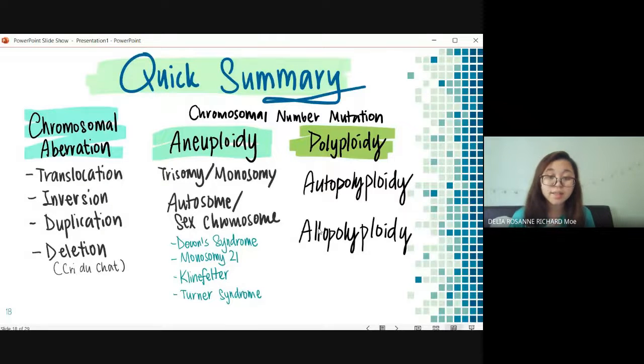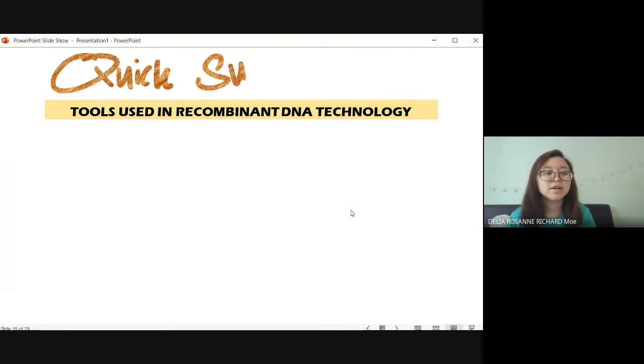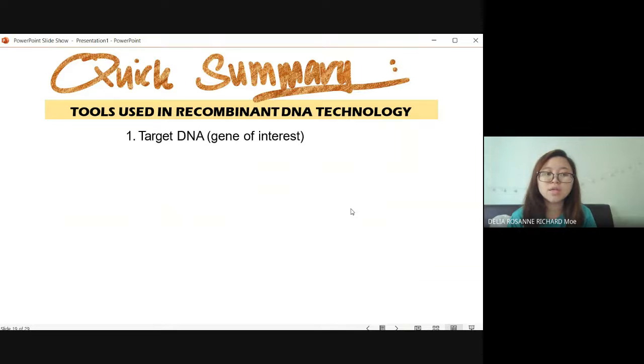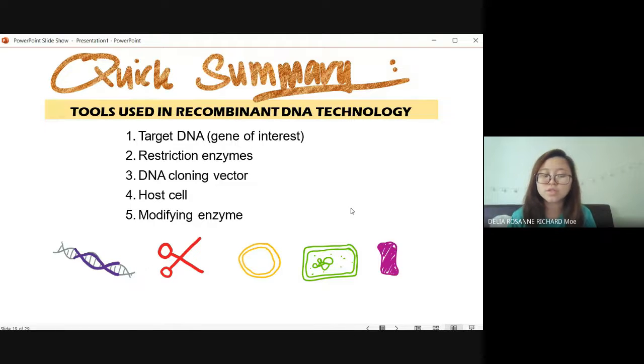Okay. Saya sudah bernafas. So sekarang saya akan teruskan dengan chapter 8. We're continuing with chapter 8, recombinant DNA technology. So this is when you learn to edit life. In 8.1, you learn about the tools used in recombinant DNA technology. These are the 3, 4, 5 tools. Make sure you go through and understand what are the characteristics of each of these tools.